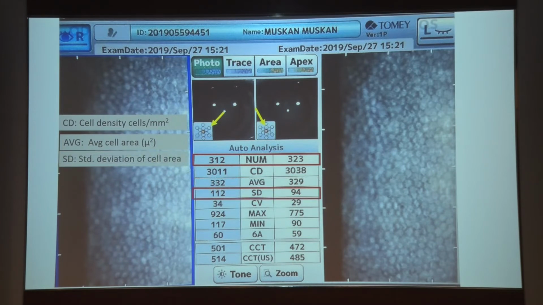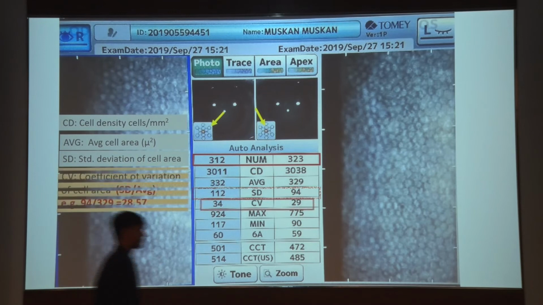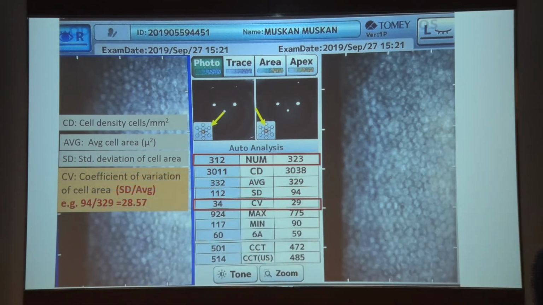Following this, you have the standard deviation. So how many of these cells are deviating in size from the mean? I'll come to the importance of that later. And then next is the coefficient of variation. This is one of the most important parameters. So the coefficient of variation tells you basically how variable the cells are in terms of their size, which is also an indirect measure of their function.